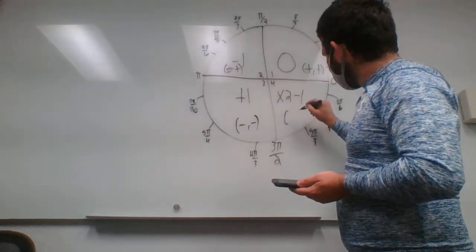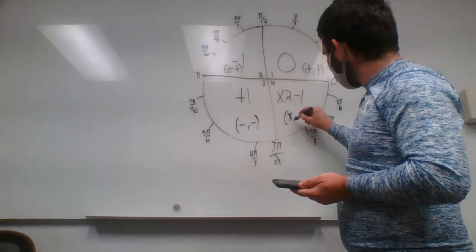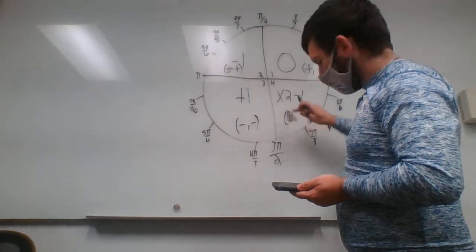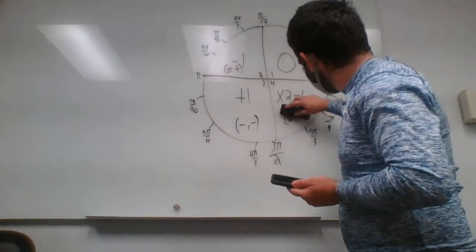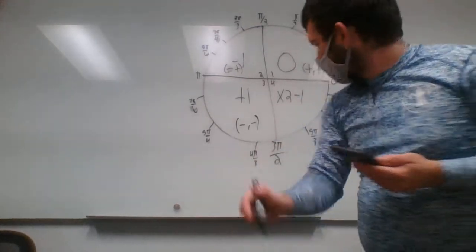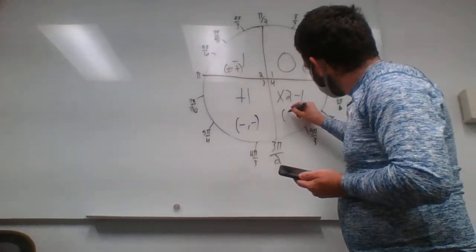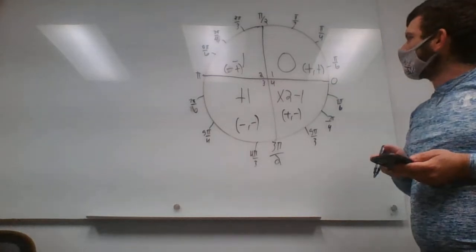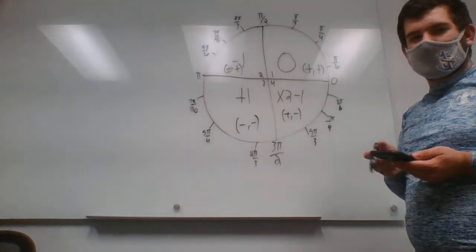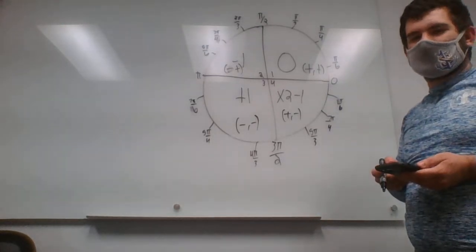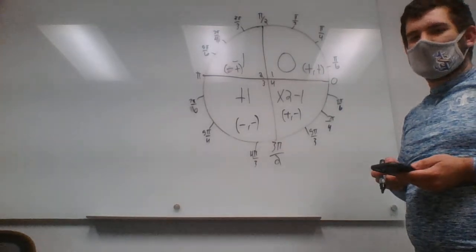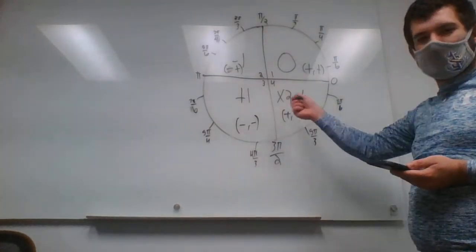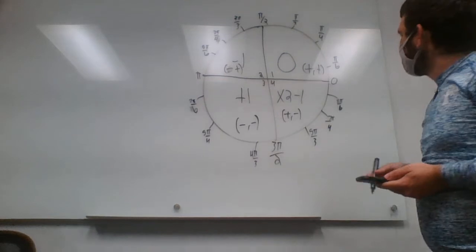And then in quadrant 4, x is positive and y is negative. So that's a little easier way to break down the unit circle whenever you're studying for your homework and your tests, and trying to make sure you don't mix up some of these signs.